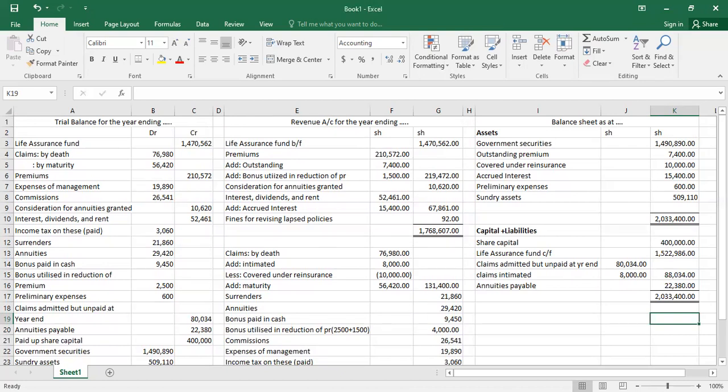I want to go to the general insurance. Allow me to stop sharing this and go back to the notes. I think here they are.